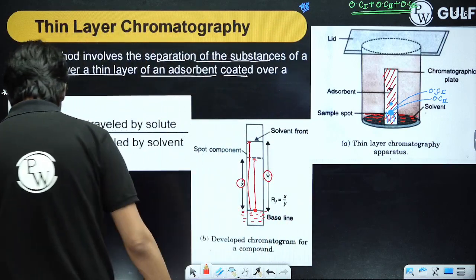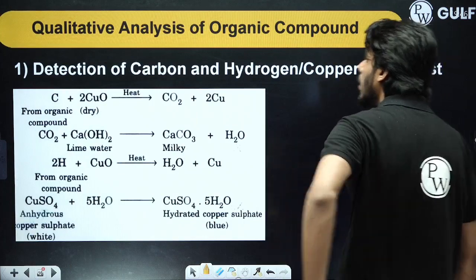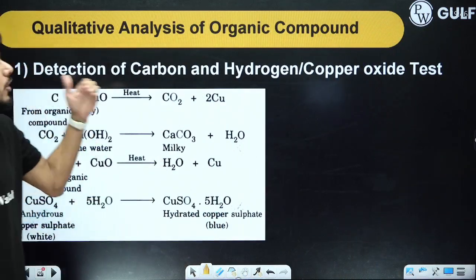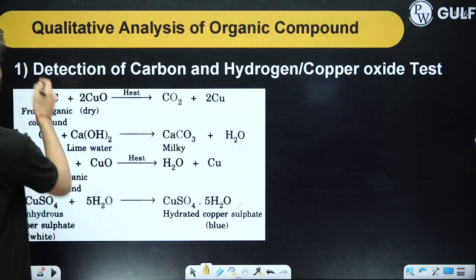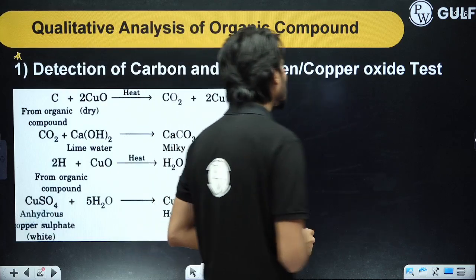Now let's move to the next topic, guys. Let's understand how we analyze all organic compounds qualitatively. Let's understand the first one, the detection of carbon and hydrogen, which we also call the copper oxide test.